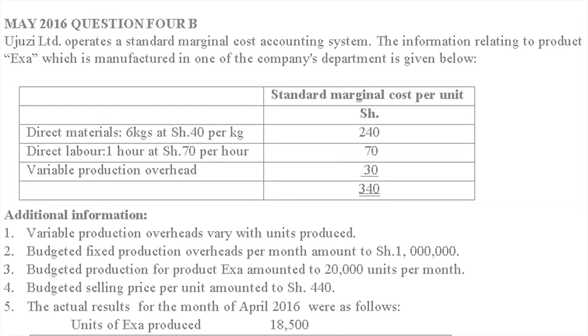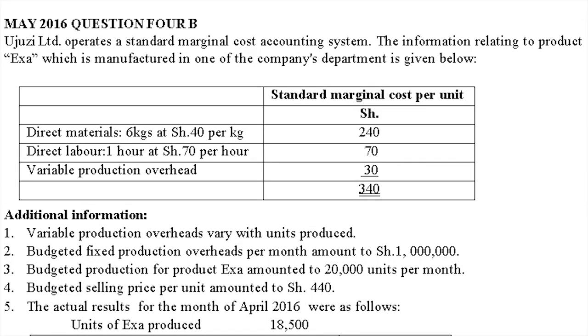This question reads that Ujuzi Limited operates a standard marginal cost accounting system. The information relating to product Exa, which is manufactured in one of the company's departments, is given below. Standard marginal cost per unit in shillings: direct materials, 6 kgs at shillings 40 per kg, which is 240 shillings per unit; direct labor, 1 hour at shillings 70 per hour, that is 70 shillings per unit; variable production overheads, 30 shillings per unit. Total marginal cost per unit is 340 shillings.